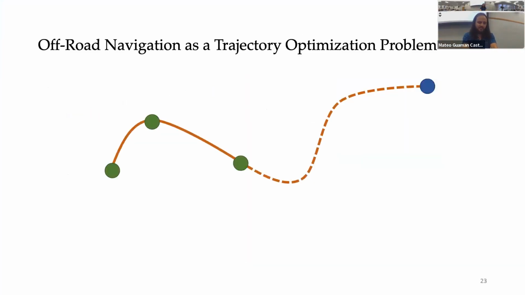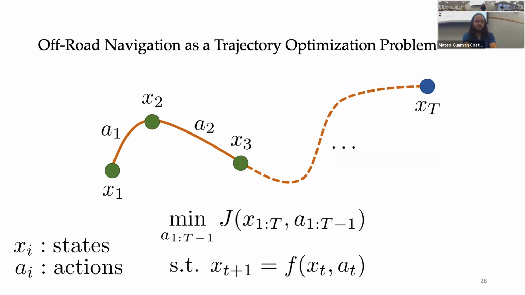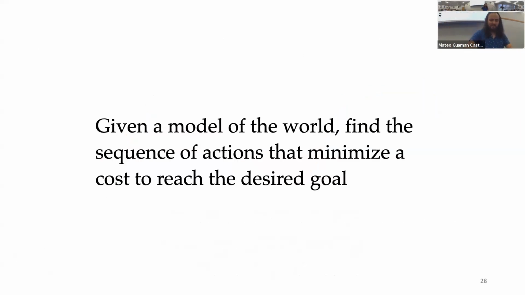So let's start with this guy. We're going to cast off-road navigation as a trajectory optimization problem. What this means is you have a set of states, and to move from state to state, you can take a set of actions. And there's this optimization problem that you're trying to minimize to reach the goal. This is one equation, but the translation in words is that given a model of the world, we're going to find a sequence of actions that minimize the cost to reach the goal. In this case, the blue circle is the goal, and you start at X1, which is the beginning state. So let's break this down into all its parts.